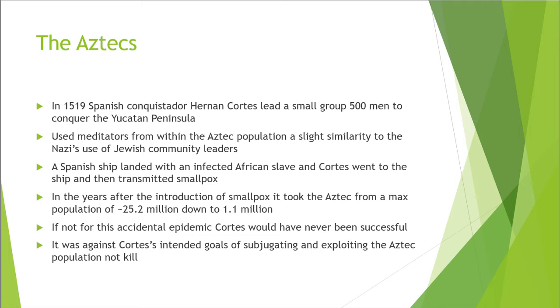Cortes was soon greeted by an additional Spanish ship that landed. Cortes went back to the ship not knowing that there was an infected slave who had smallpox. He was able to pick up the disease and transmitted it through the Aztec population. Due to the devastating effects of this transmission, the Aztecs were nearly wiped out, and in the years that followed, they went from a population of roughly 25.2 million down to 1.1 million. Were it not for the accidental epidemic, Cortes would have never been successful in overthrowing the Aztecs, who were a society of warriors.